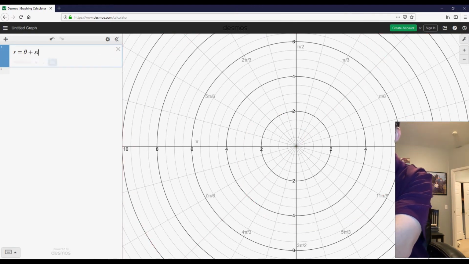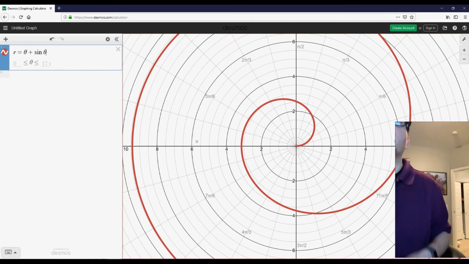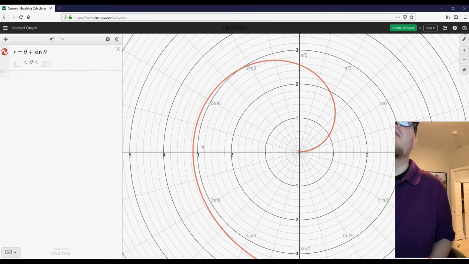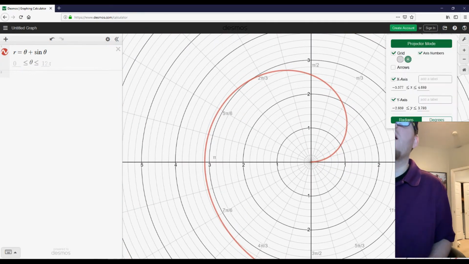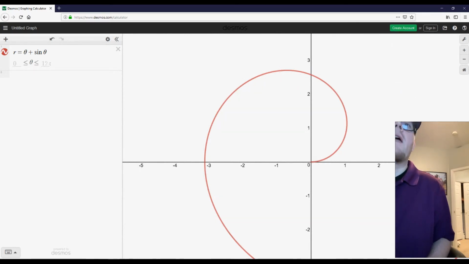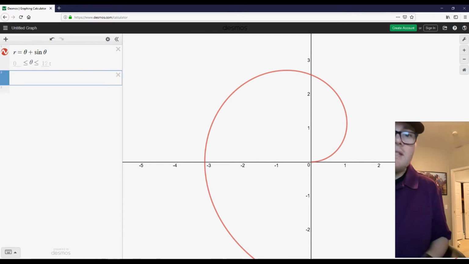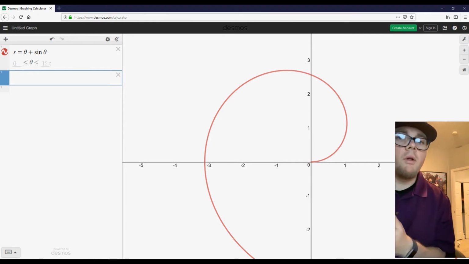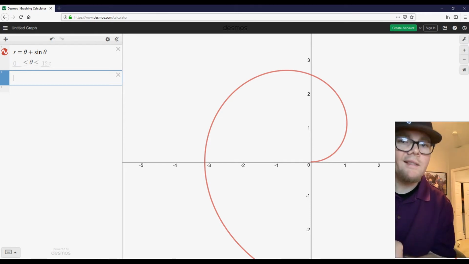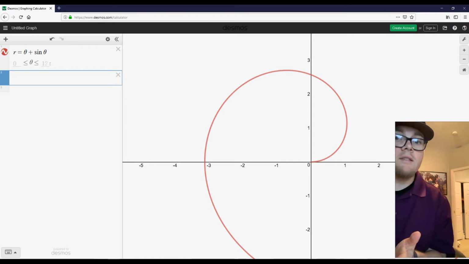Let's see if I can make something kind of funky happen here. So we've got theta plus sine of theta. In fact, I don't really want the grid lines in there. We've seen them before, so let's get rid of the grids. What I want to show you is that a certain region in polar looks pretty close to an actual slice of pizza.